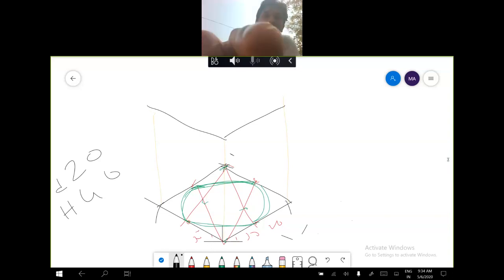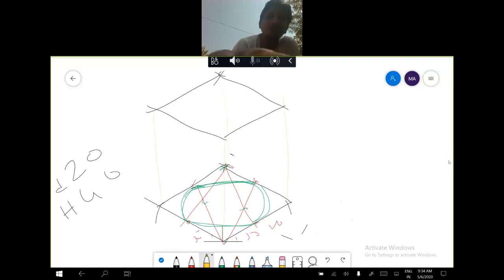After that, from here I will cut 20, 20, or else I will extend this one with a light pencil. From here to here, 40. I will get a 40. Like that also you can draw, but the line should be very light.